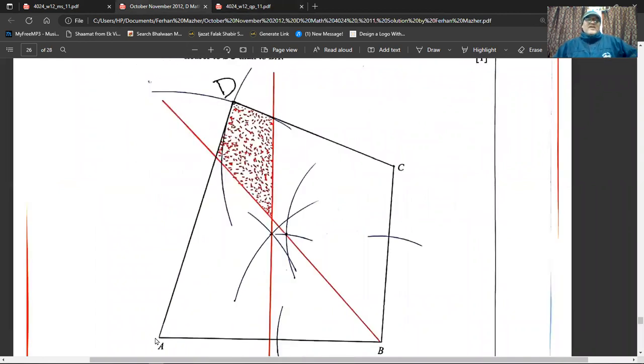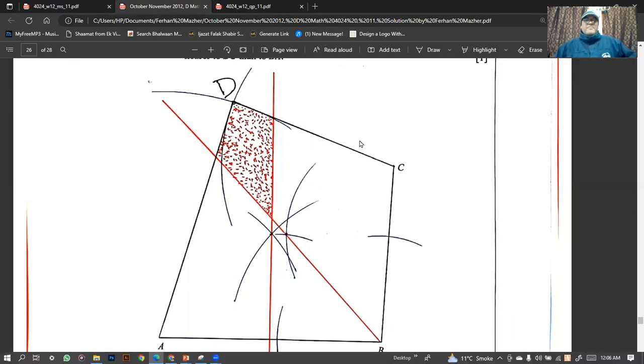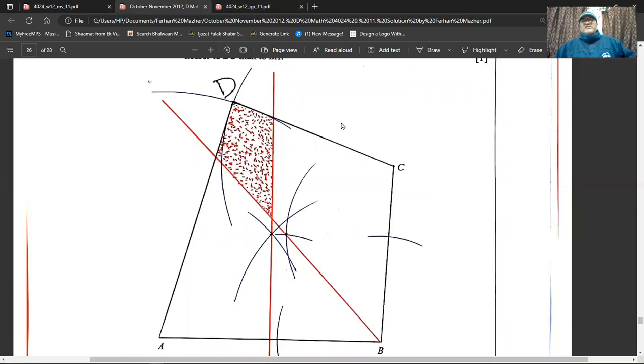So from A, I opened my compass 10 centimeter and I draw this arc, AD, not D. I just draw this arc, okay? Then I open my compass equal to the CB. I take C as the center. I draw an arc, this one. Where these two arcs intersected, that is the point D. So this is the point D. Then I join them. This is 10 centimeter. This is equal to the CB. So this is that quadrilateral.